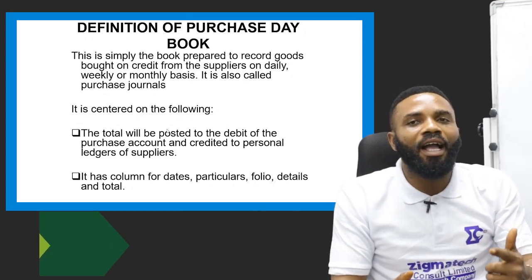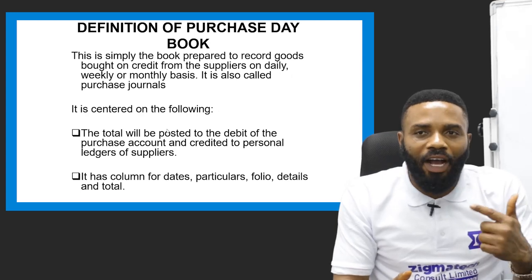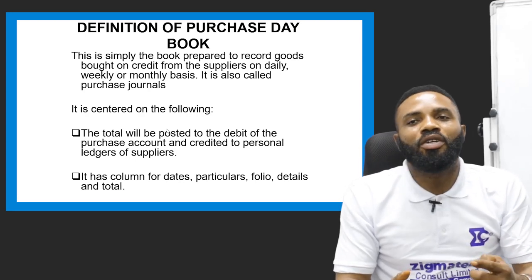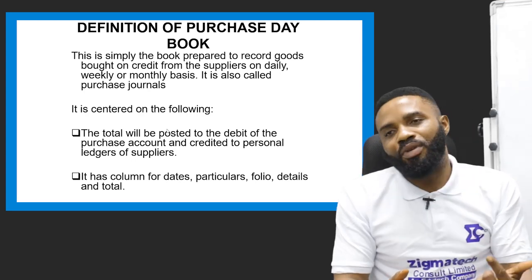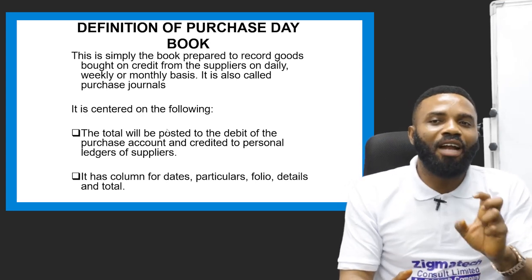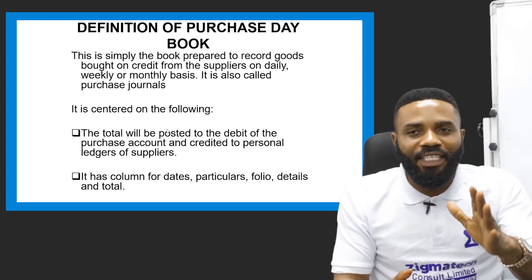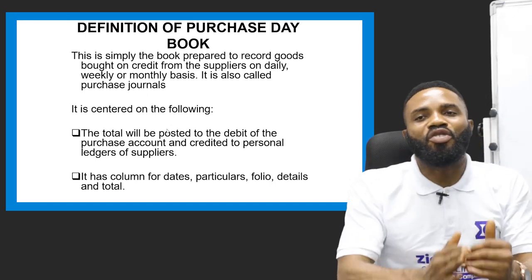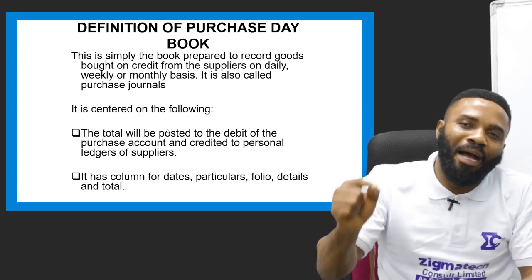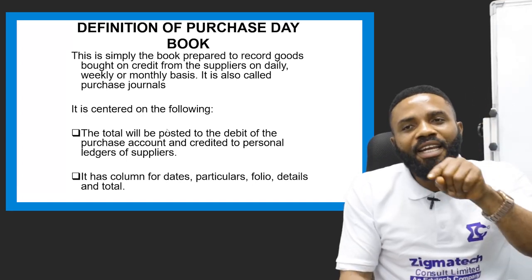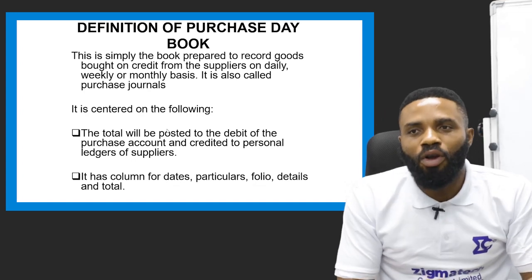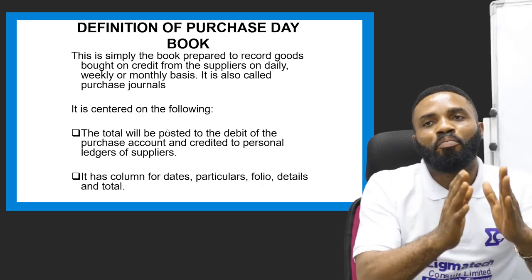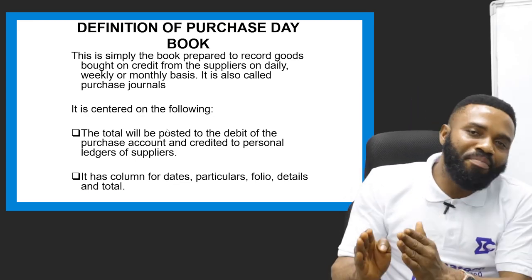Now, if we want to go back to the anthem of accounting, what we call the double entry principle, that will tell you that for every debit entry, there must be a corresponding credit entry. And then that will lead us to what we call the debiting and the crediting principle. So now when you debit whoever receives and then you credit whoever gives, you have applied the double entry principle. Now bringing it to the purchase day book, we said that the total of the purchase day book will be posted to the debit side of the purchase account.